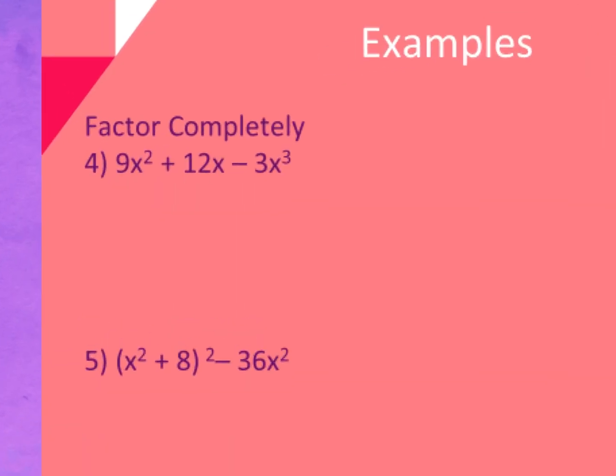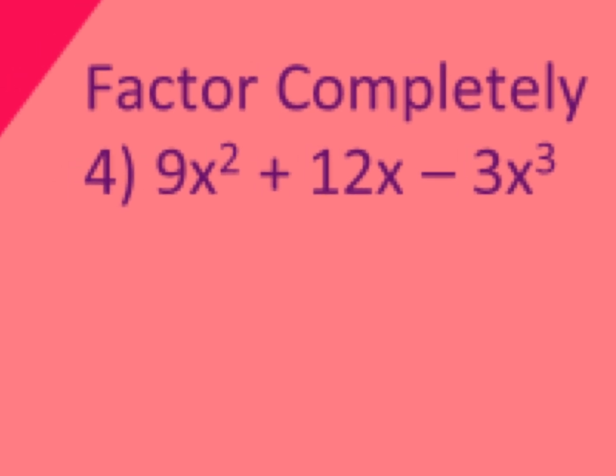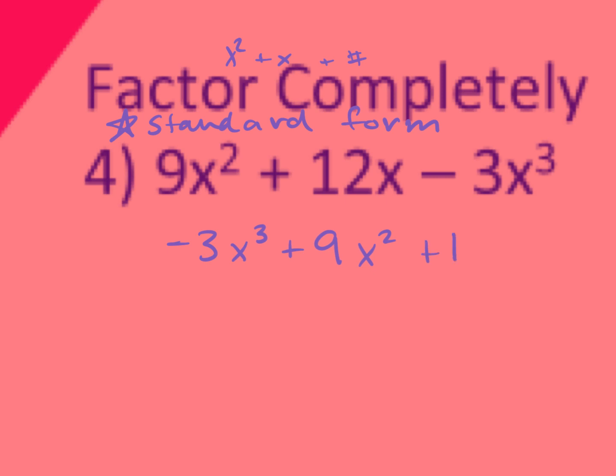All right, next page, let's look at number 4. For number 4, what do you notice about the question? What seems off about it? It's not in order. We're used to factoring where it's something like x squared plus x plus a number. So let's put it in standard form. So step 1 is we want to put it in standard form. Let's put it in order. So I'm going to start with negative 3x cubed plus 9x squared plus 12x.